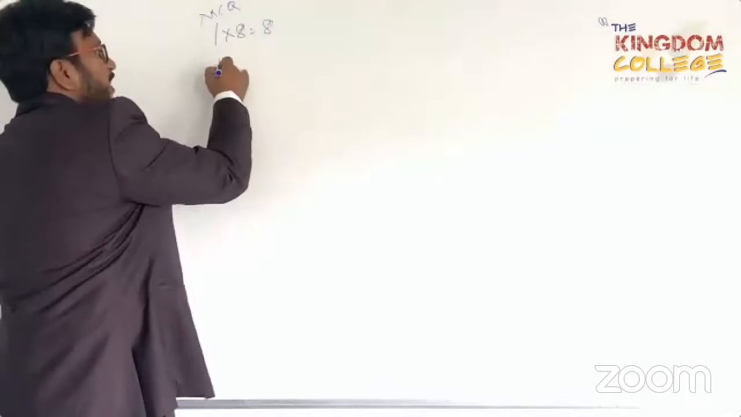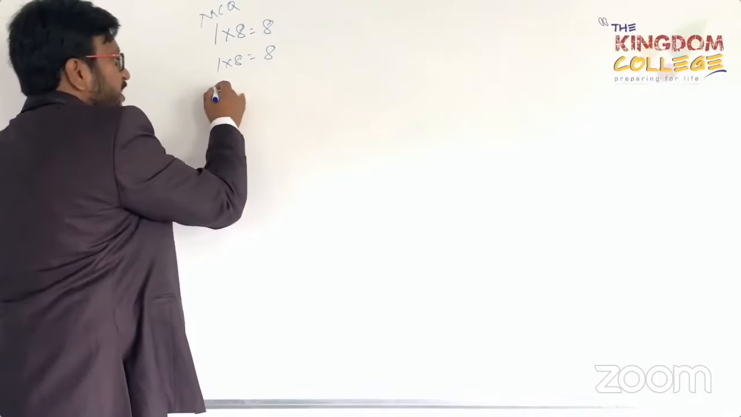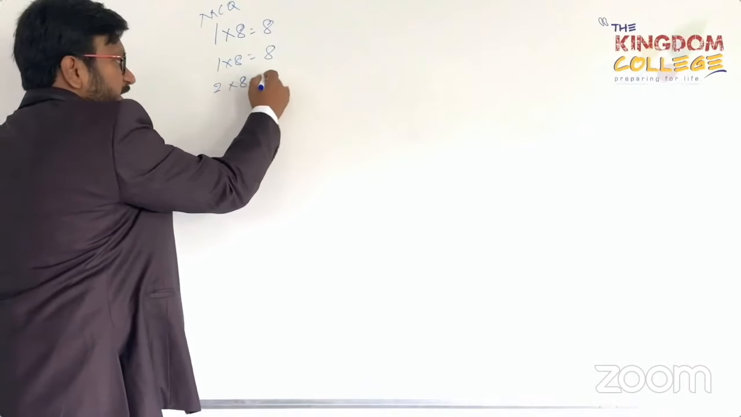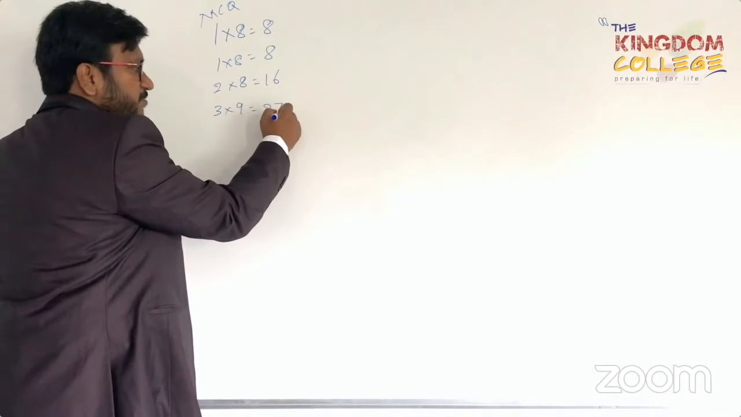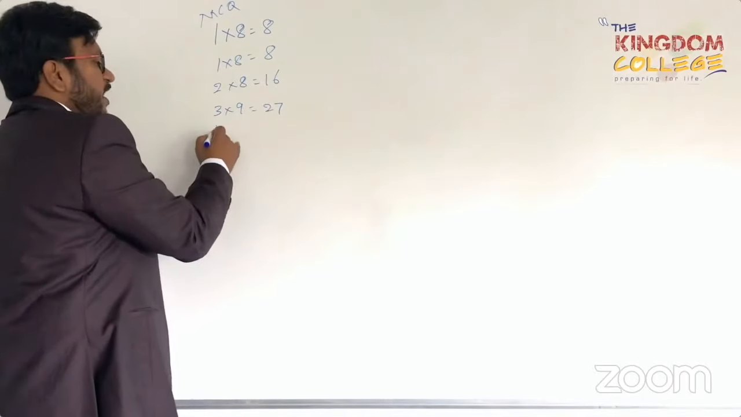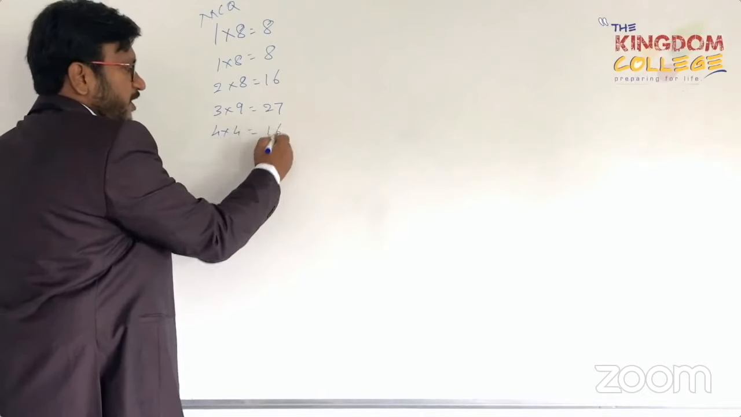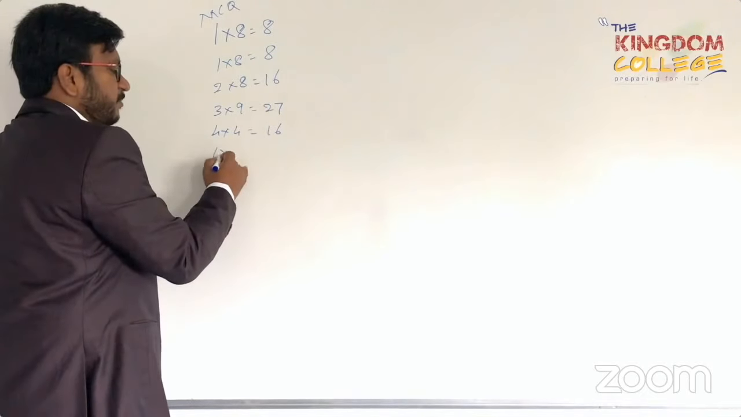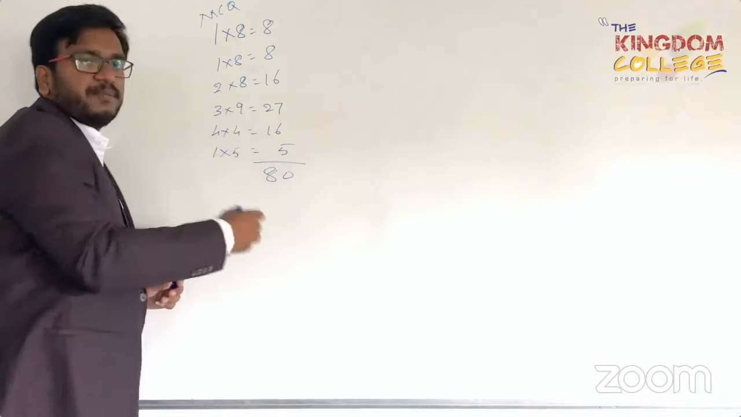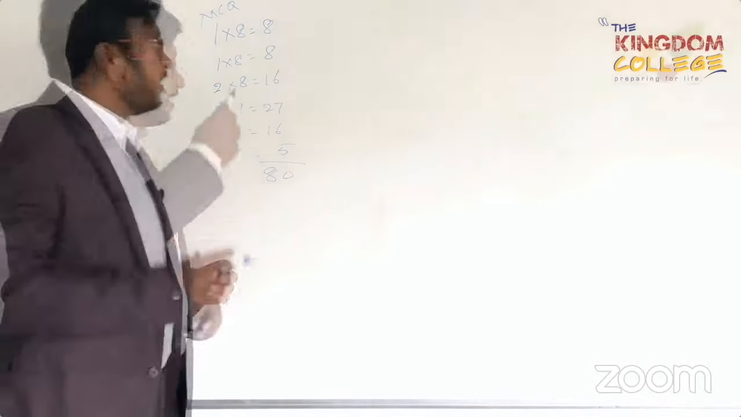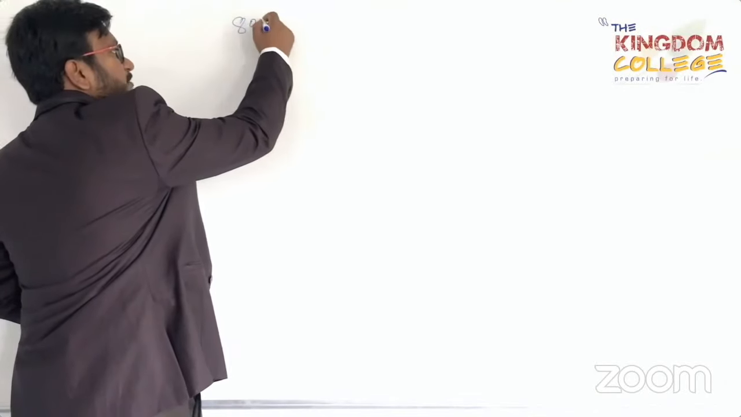The first thing, let us see, is 8 MCQs. Then we will have 8 questions of 1 mark, 8 questions of 2 marks, which is 16 marks, and 9 questions of 3 marks, that is 27 marks, and 4 questions of 4 marks, that will make 16, and 1 question of 5 marks, that will make 5. That will give you 80 marks for the entire paper.